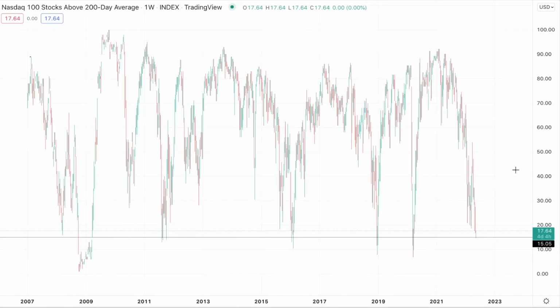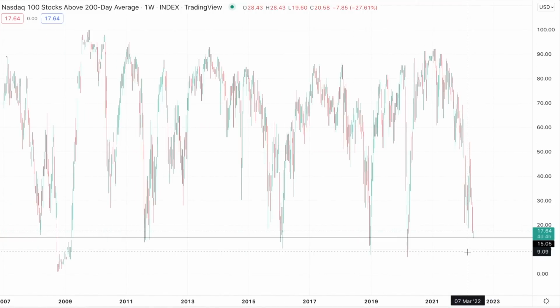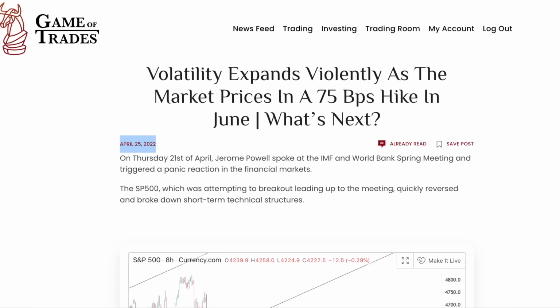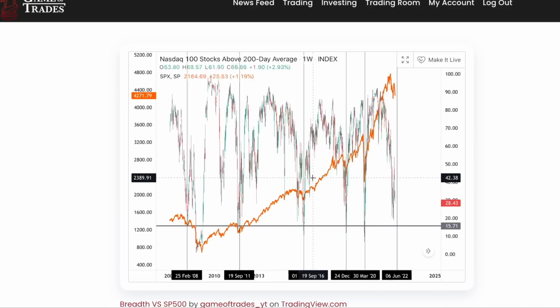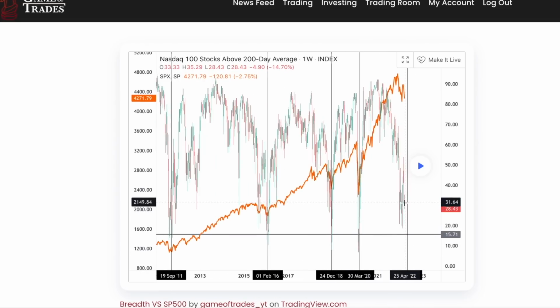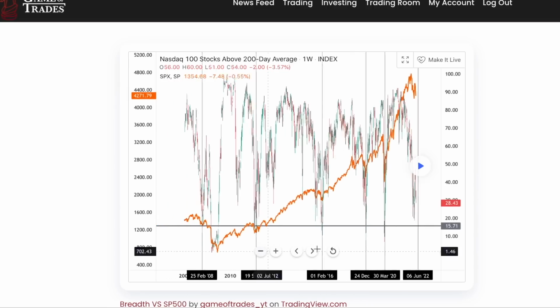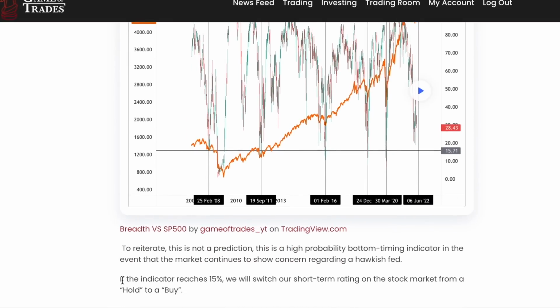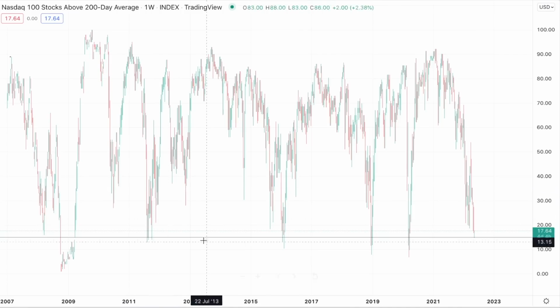Now, why am I showing you this? Because you can see here, I have one line drawn on this chart, and that's the 15% level, and we tagged it at the end of last week. Now, if we take a look at this article that we posted on our website at gameoftrades.net on the 25th of April, you can see we talk about this very indicator here, the NASDAQ 100 stocks above their 200-day moving average, and you can see it was pretty elevated here, or at least a lot more elevated than that 15% level. And we said in that article, if we scroll down a little bit, if the indicator reaches 15%, we'll switch our short-term rating on the S&P 500 from a hold to a buy. And so that's exactly what we did.